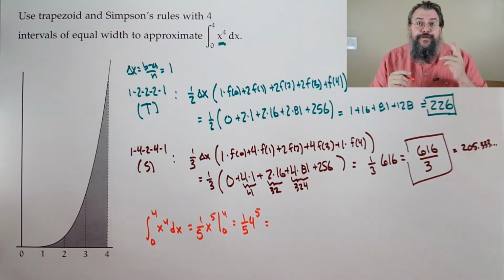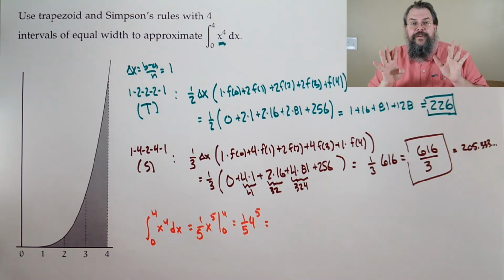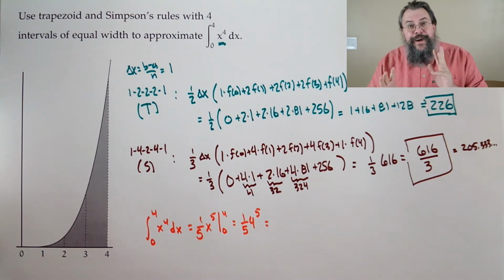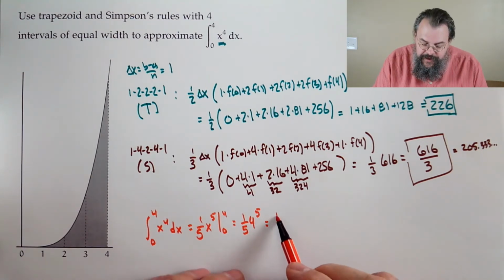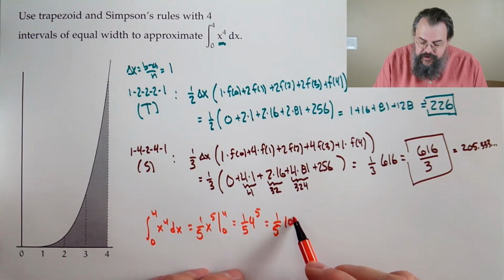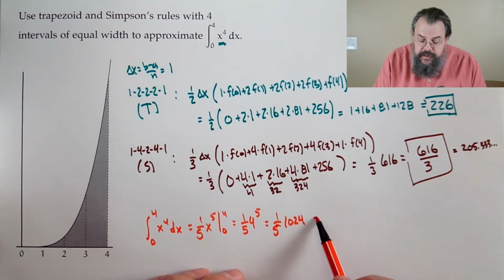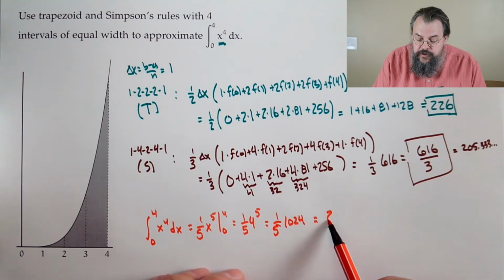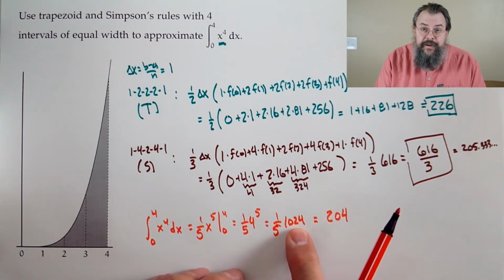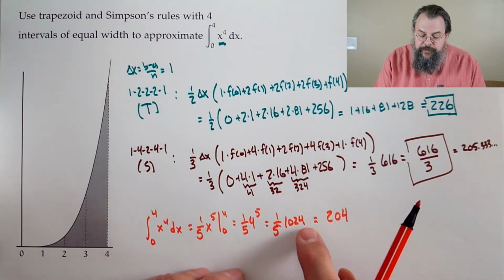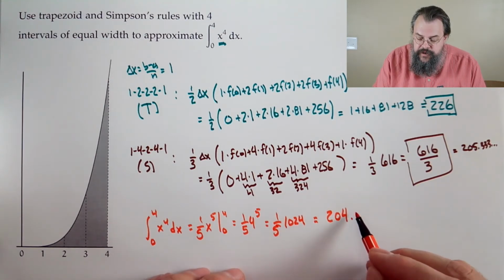4 is 2 squared, so it's really like 2 to the 10th, and then you get your powers of 2, right? So you get 2, 4, 8, 16, 32, 64, 128, 256, 512, 1024. That's what it is. So this is 1/5 of 1024, which is what? Well, if you take 1020 divided by 5, you get 204. And then you have 4 over 5, which is 0.8.